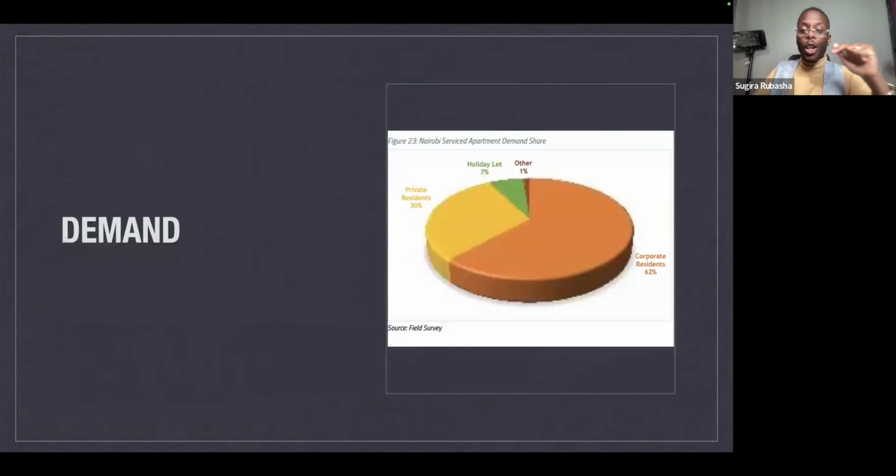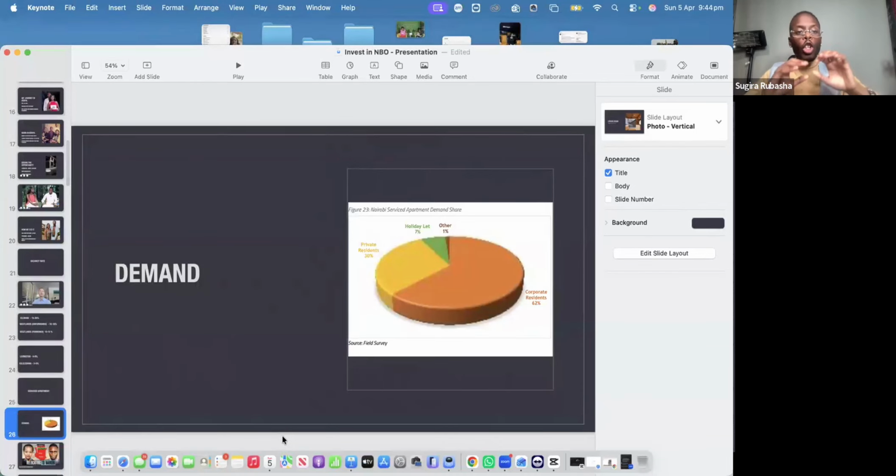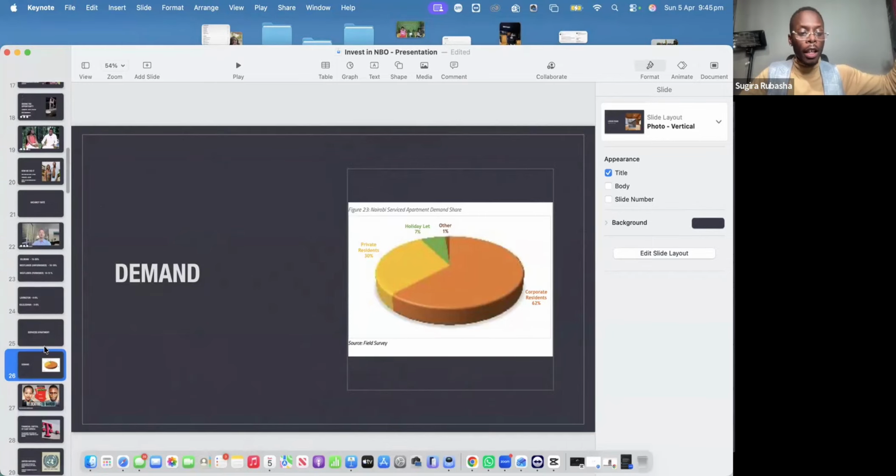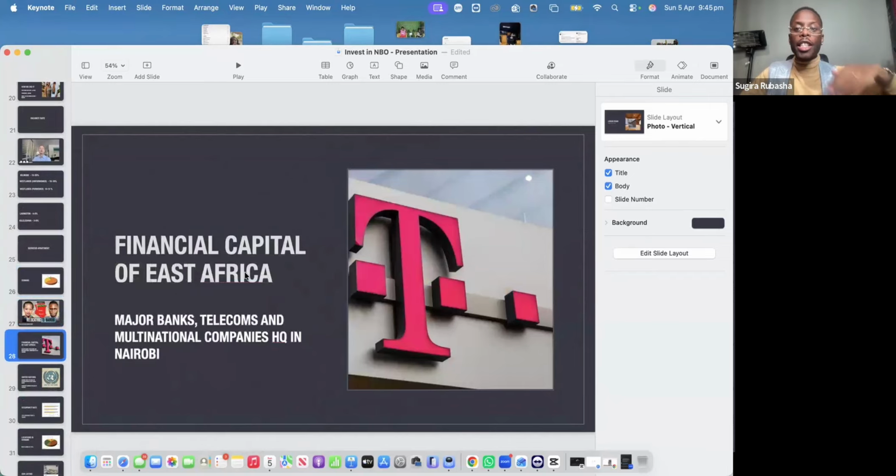So I had a conversation, and I'm going to have a live podcast with her this coming Friday. She's a relocation consultant. So what's a relocation consultant? What does it say here? Corporate residents, 62%. Why? Because corporate residents, someone who's coming, what's happening in Kenya? As you can see here, it's the financial capital of East Africa. Multi-banks, telecoms, and multinational companies are moving to Nairobi.